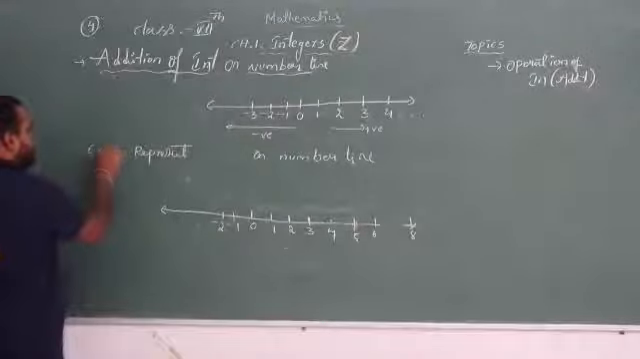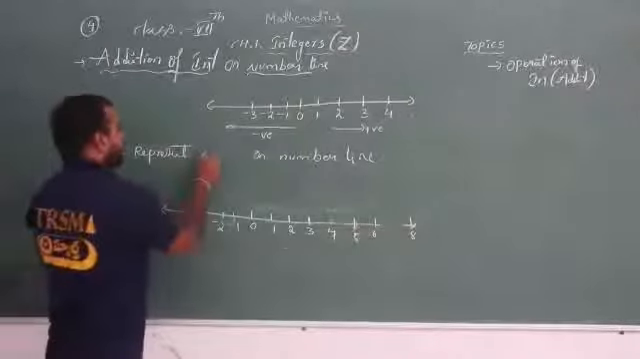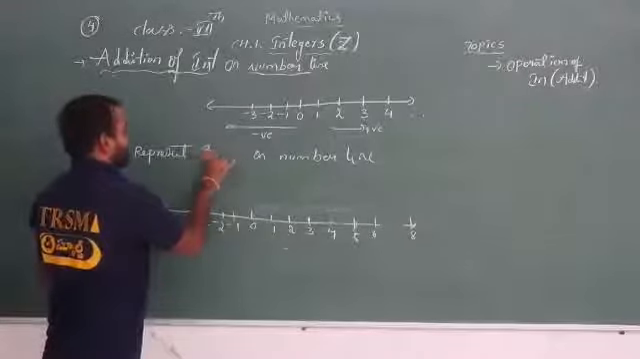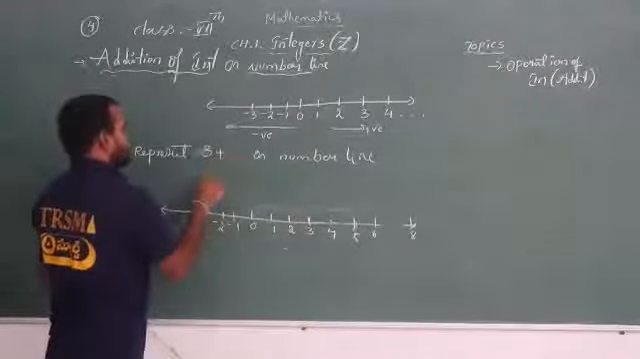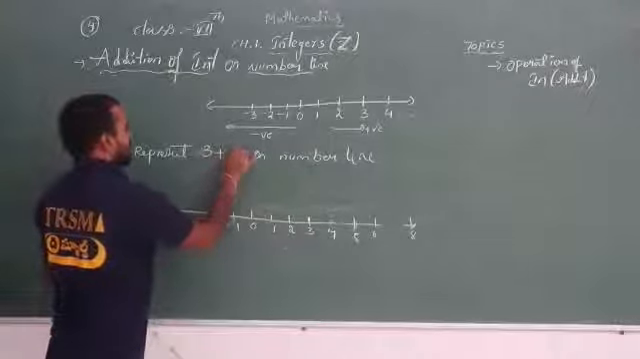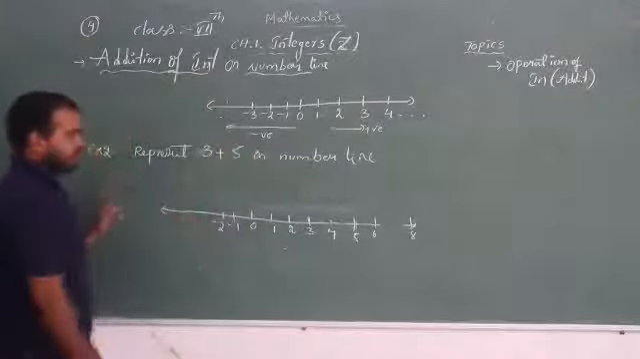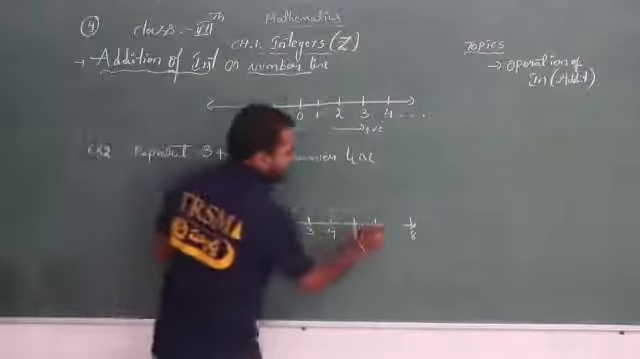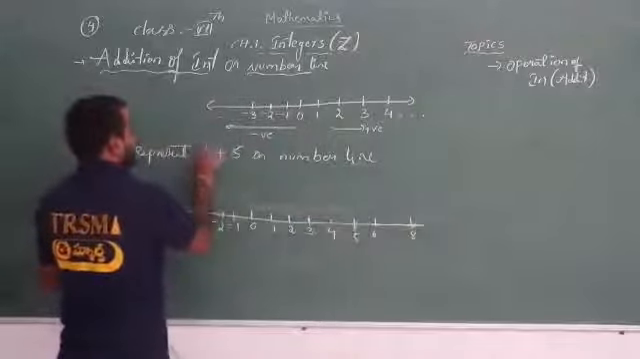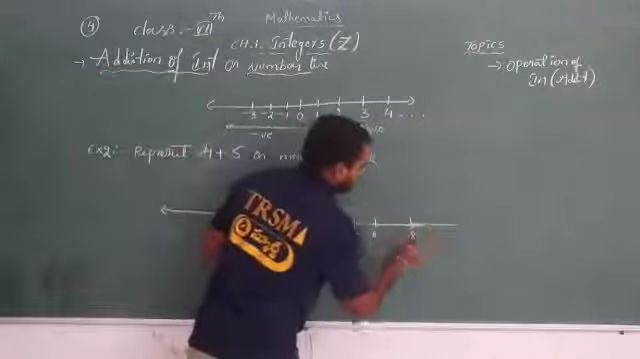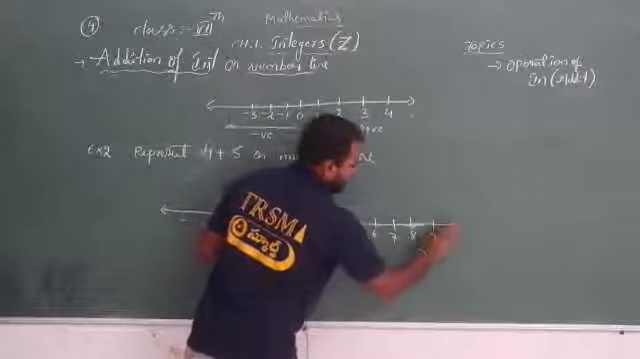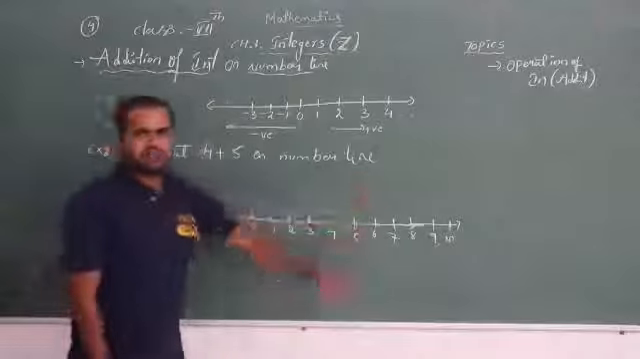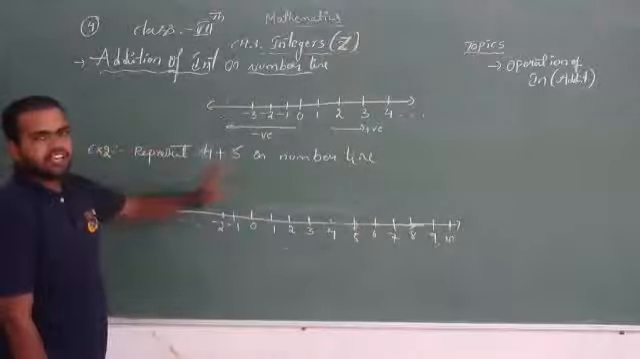Example 2. Let's take a simple one, 3 plus 5. Or else you take 4 plus 5, since 3 plus 3 we already did. So let's take 6, 7, 8, 9, 10. Now we have to represent 4 plus 5 on the number line. How will we represent it?